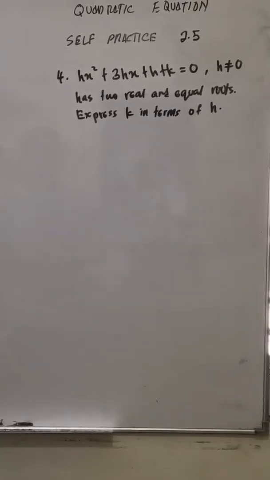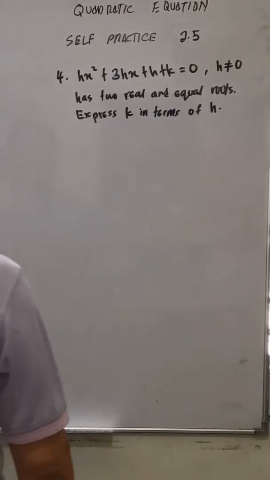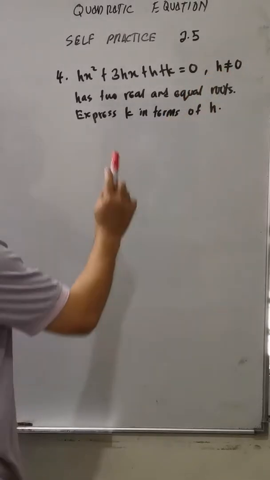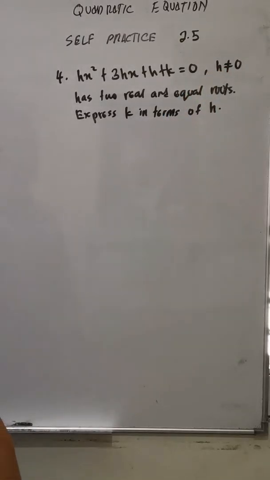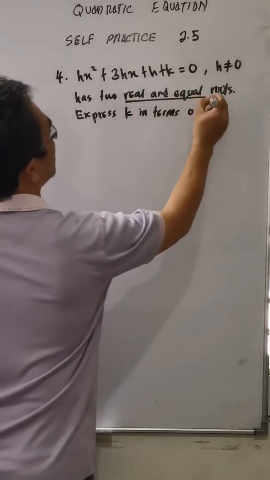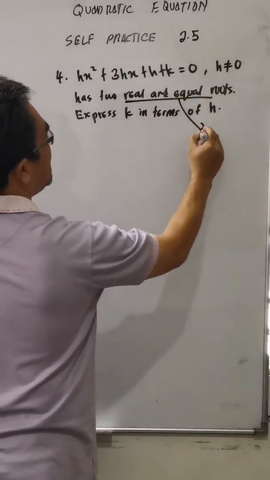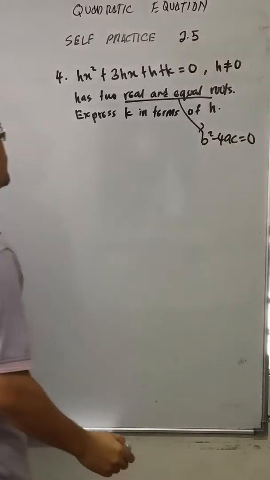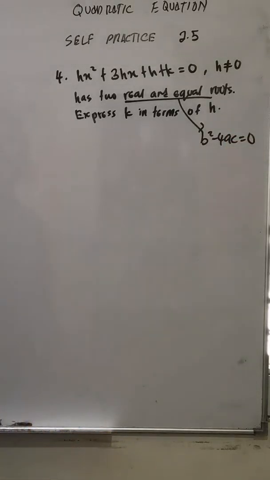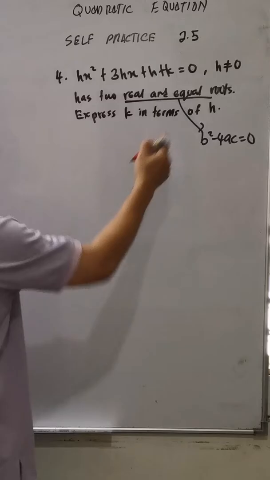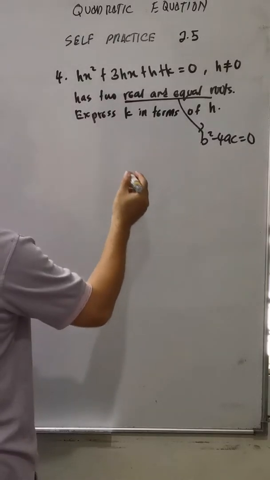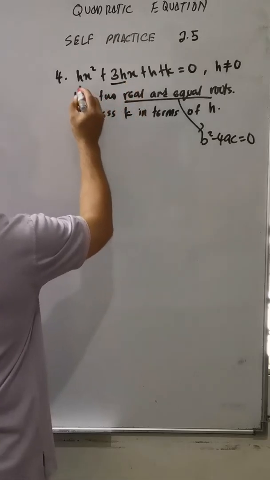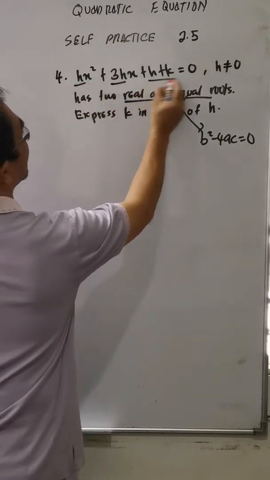Okay, number 4: hx squared plus 3hx plus h plus k equal to 0, h is not 0, has two real and equal roots. Two real and equal, so it means what? b squared minus 4ac equals 0. So express k in terms of h. What is b? b is 3h, a is h, c is h plus k.